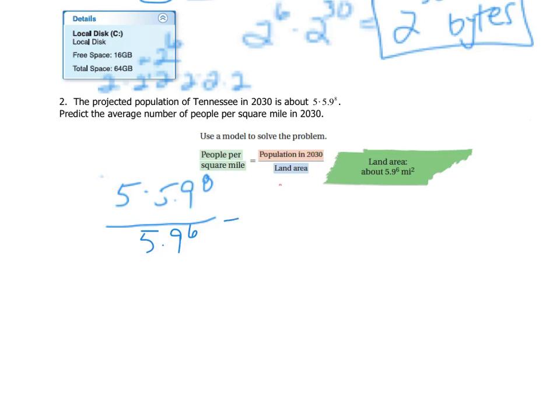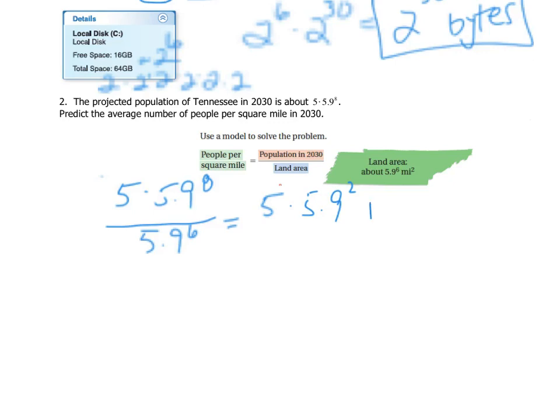Well, I can simplify this right here. We have the 5, really can't do anything at the moment, but 5.9 to the 8th divided by another 5.9 to the 6th, right here is a MADSPAM rule. When I have same bases and I'm dividing, I subtract my exponents. So if I take 5.9 to the 8th, 5.9 to the 6th, and divide them, I get 5.9 squared. And as I'm not concerned right now with what this is going to look like as far as a number, we're just going to leave this as predicting the average people per square mile.